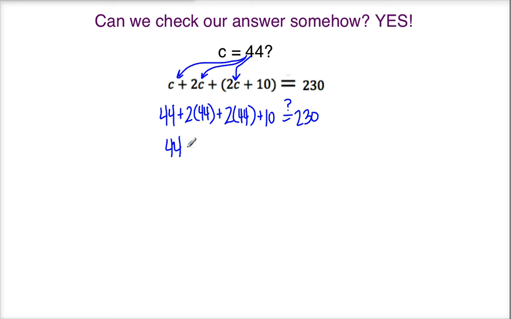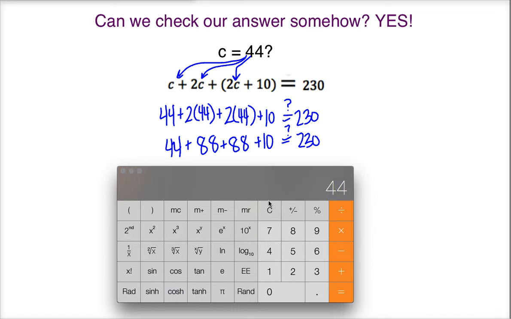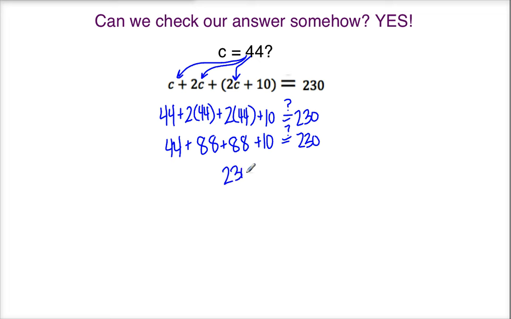Well, we have 44, 2 times 44 is 88, plus another 88, plus 10. We want to know if all of that equals 230. I'm going to grab a calculator to speed things up here. We have 44 plus 88 plus 88 plus 10, and we get 230. And 230 does equal 230. So our answer was right, and that's how we can check our answer.